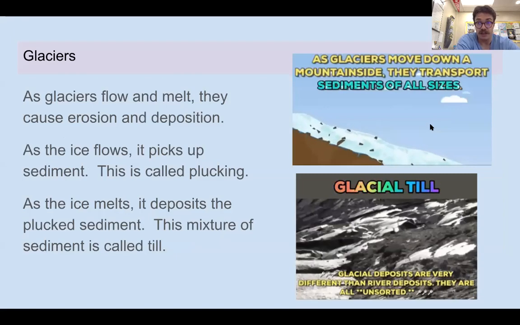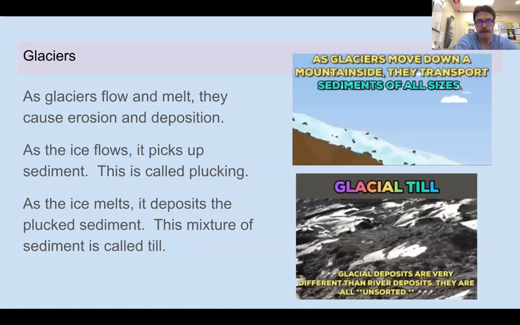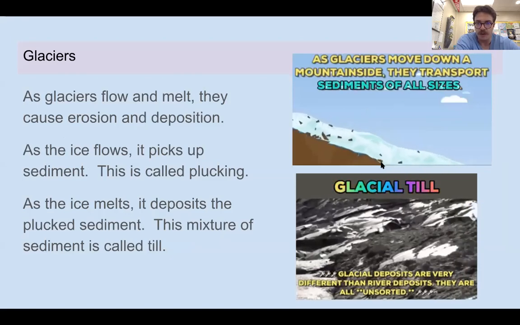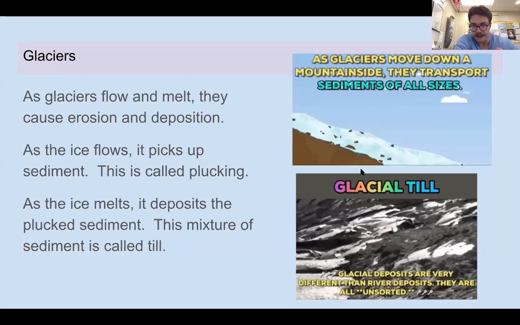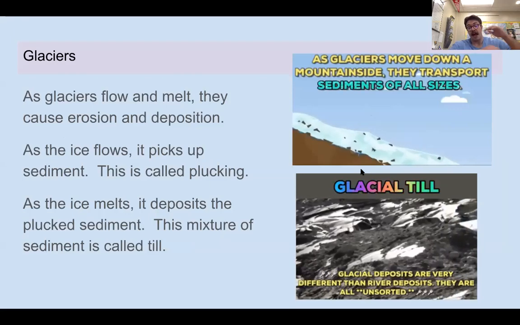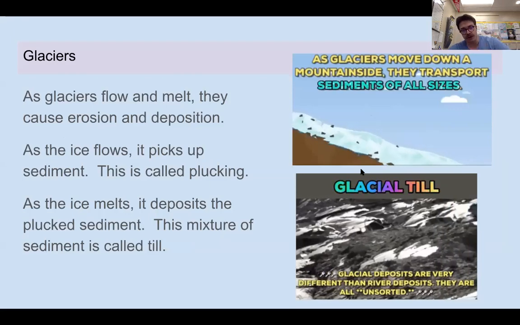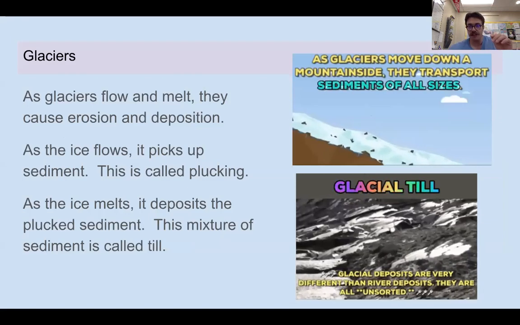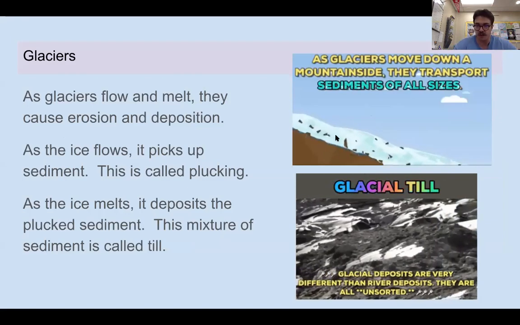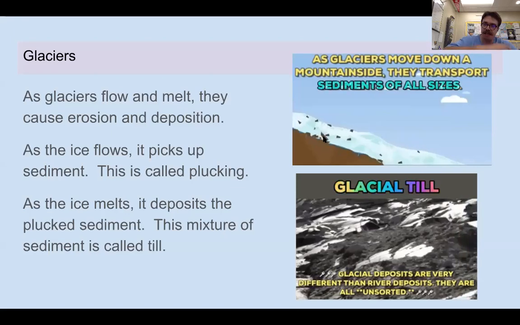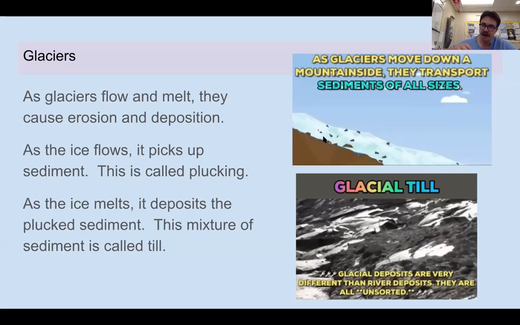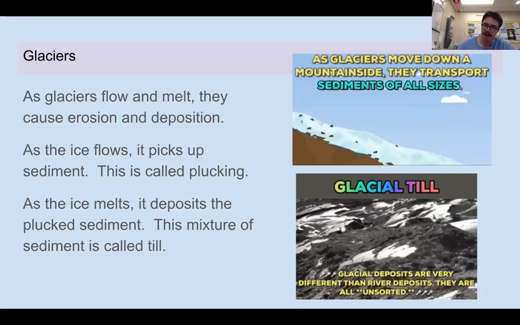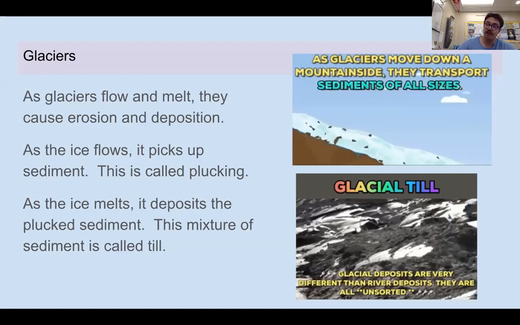So as glaciers flow and melt, they cause erosion and deposition. So we've got two different GIFs here. This top GIF shows us actual glacial erosion occurring. And as the ice flows, it's going to pick up sediment. This process is called plucking. If you guys watch this GIF, you'll see that pieces of the sediment are getting picked up and pulled out of the actual side of the mountain as the glacier flows.